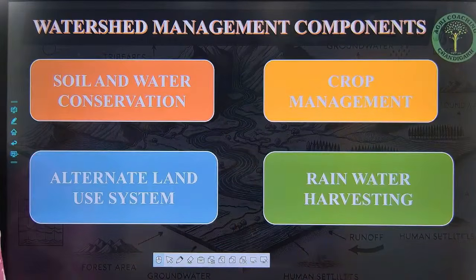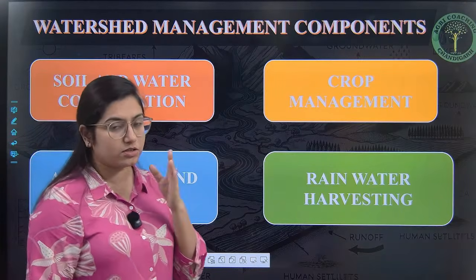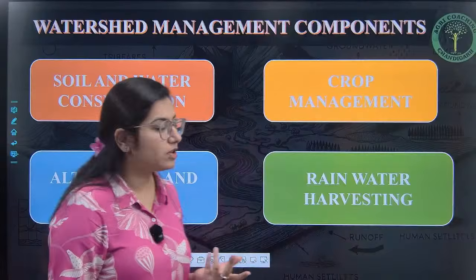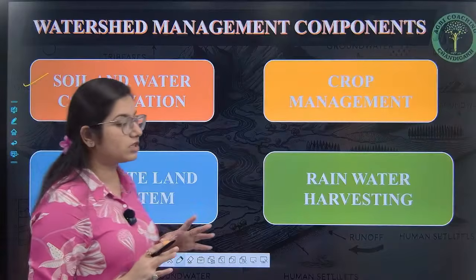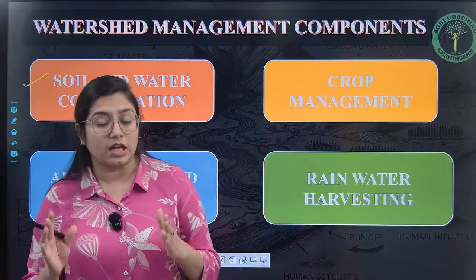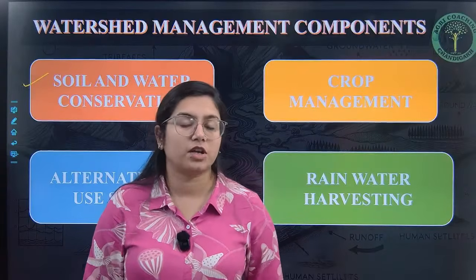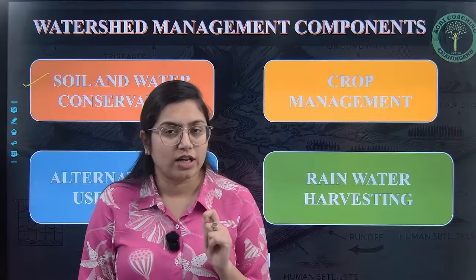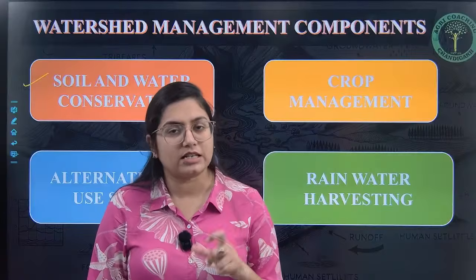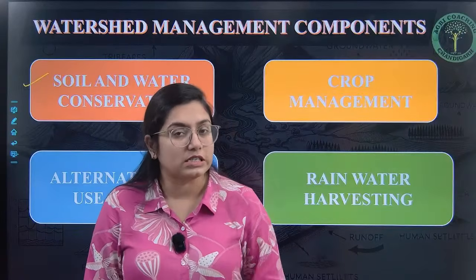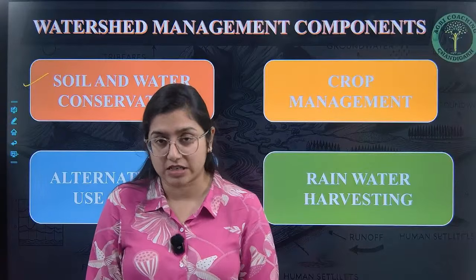Now, let's talk about the watershed management components. What are the different components of watershed management? The very first we have is soil and water conservation. It is a very important topic, and it is an individual topic even of soil science. What is the meaning of soil and water conservation? Soil and water conservation simply means those practices and measures meant for conserving the soil and water, specifically the moisture that is present in the soil.